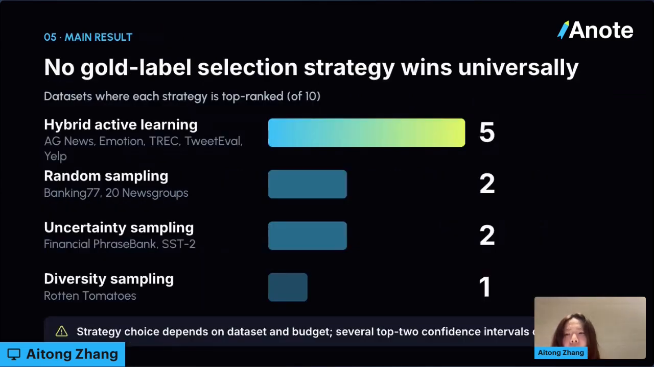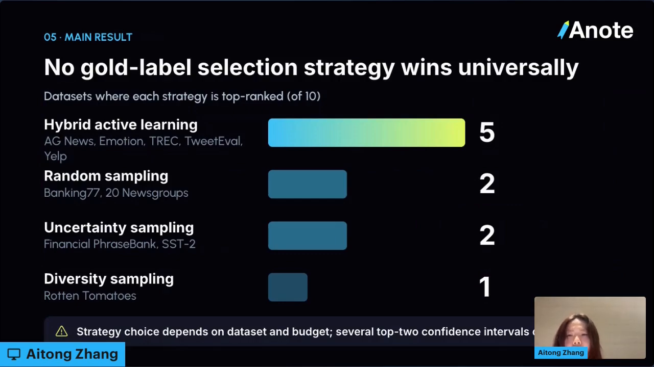The answer is no. No strategy wins universally. Hyperactive learning ranks first on 5 of the 10 datasets, so it has the largest number of wins. But random sampling and uncertainty sampling each win on two datasets, while diversity sampling wins on only one. However, the winner changes with the dataset and budget. In several cases, the top confidence intervals also overlap, so a small ranking difference may not be reliable. Random sampling therefore remains an important baseline. Greater complexity does not guarantee more useful training data.